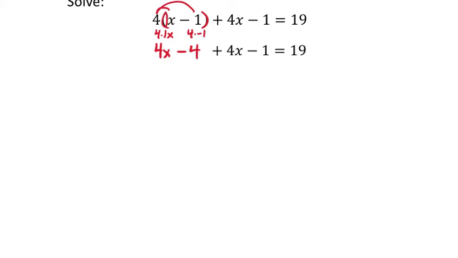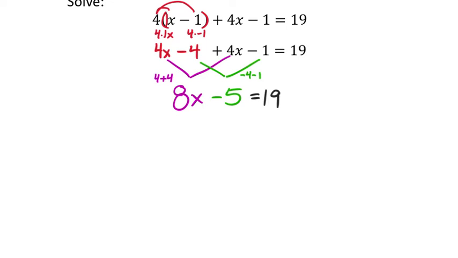But now that we have the distribution out of the way, we are ready to combine any like terms that we have, such as these 4x's and these 4x's. Okay, so that's 4x's plus 4x's, which is 8x's. And then we also have a -4 and a -1 combined, so it's -4 minus 1, which is -5. Now this just equals 19.